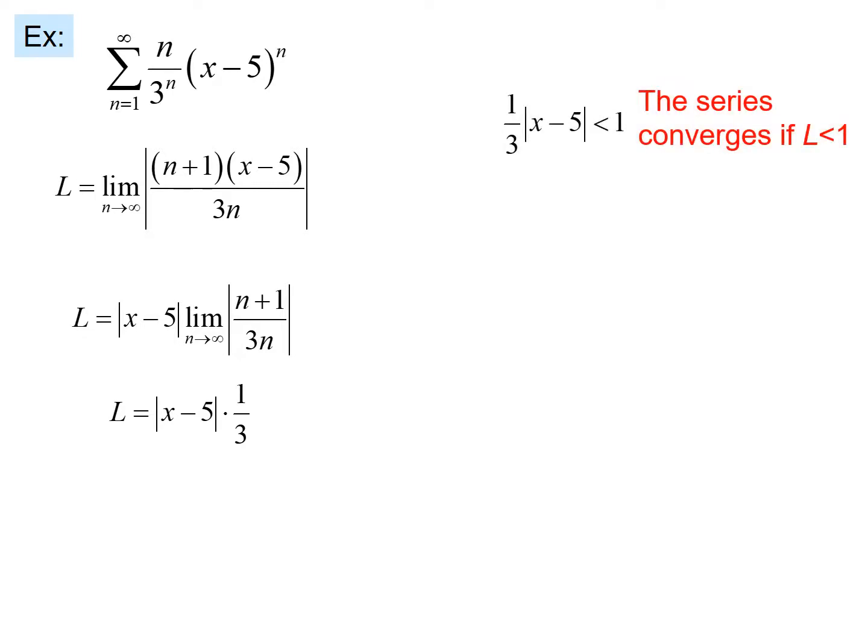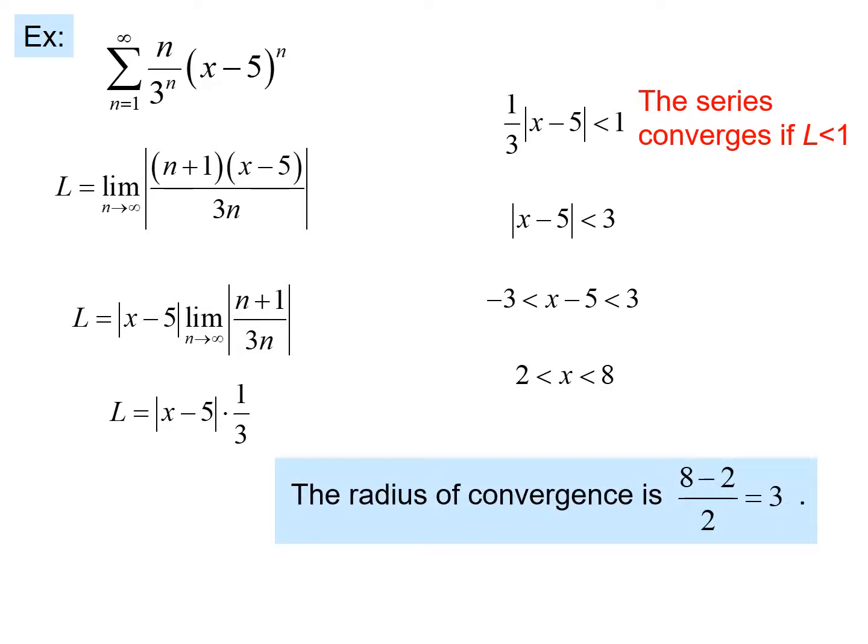And we know this converges if this limit is less than 1. So we can take 1/3 times absolute value of x minus 5. We know that that must be less than 1, which means x could be between 2 and 8. So x is a variable, and we've found that for any value of x between 2 and 8, this series is going to converge. So the radius of convergence is half the distance or half the width of this interval. So from 2 to 8, that's 6 units. The radius of convergence is 3.